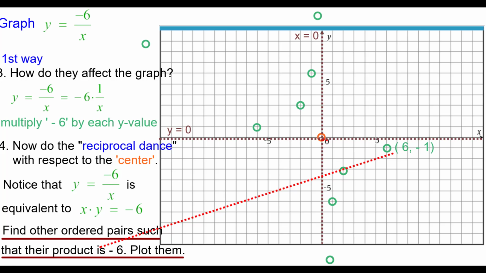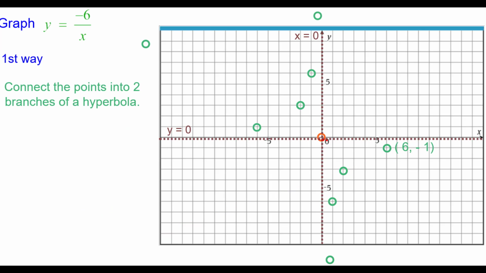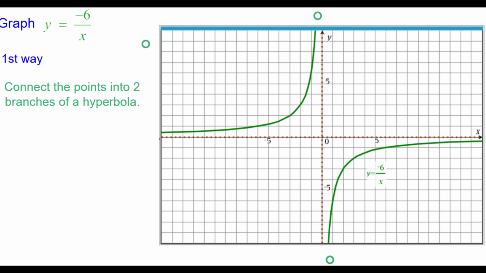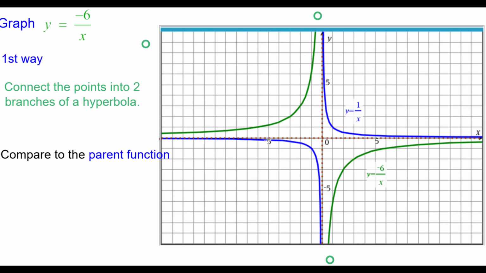But I think we have enough points that we can now go ahead and connect those into two branches of a hyperbola using the asymptotes as boundary lines. And so this is the graph of y equals -6 over x. Comparing it to the parent function, you can see they're in opposite quadrants because of the negative sign.